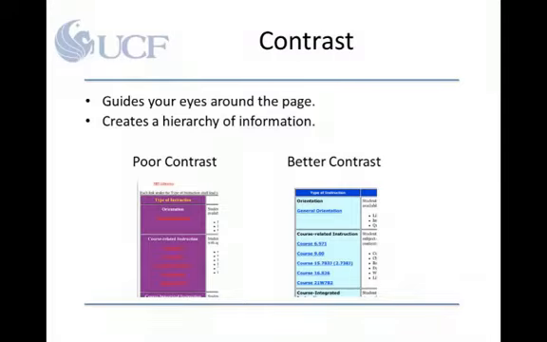In the image on the left, you can see that the information is difficult to read and blends in with the background. As a result, there is no clear hierarchy of information. On the right, however, the contrast between the text, links, and background are much better. As a result, your eyes are guided from one element to another, and there is a clear hierarchy of information.